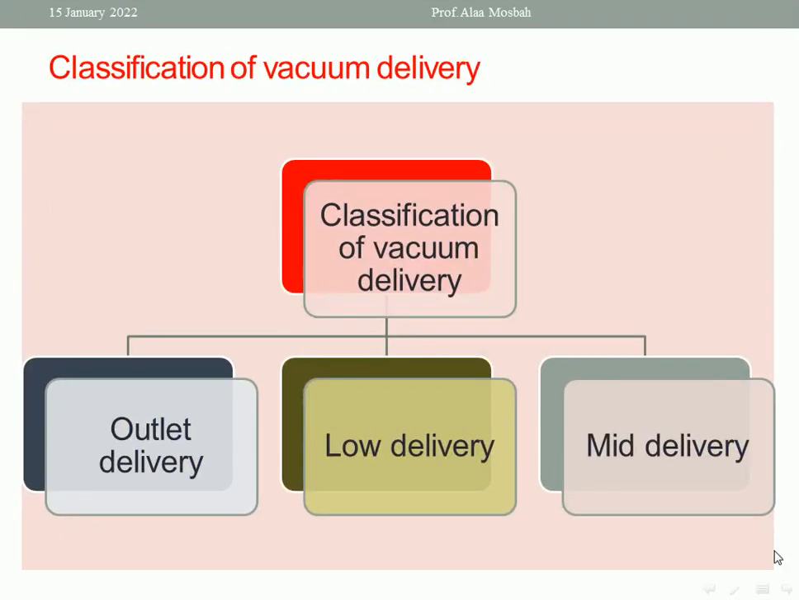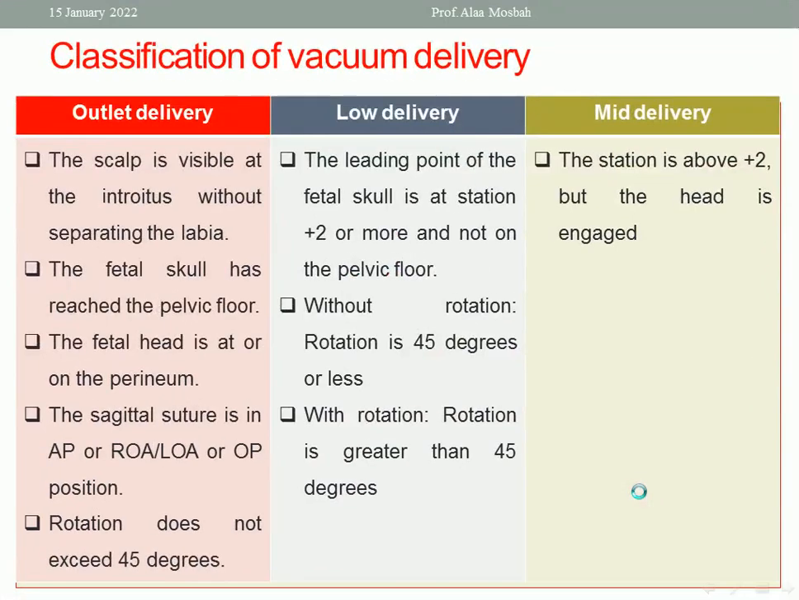So what is the classification of vacuum delivery? I can divide them into three groups. The easiest one is the outlet delivery, then low delivery, then mid delivery. Of course, the head in all of them is engaged, but there is some difference between outlet, low delivery, and the mid delivery. Let us see the difference.